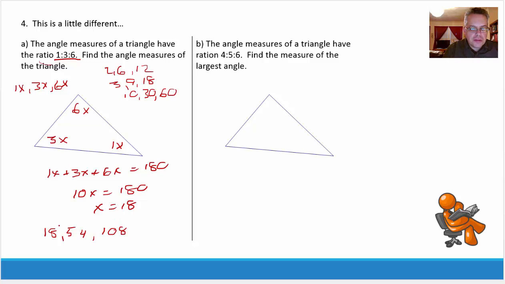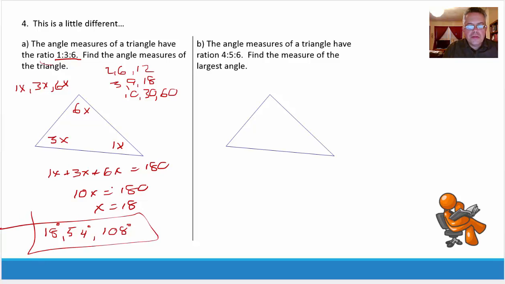And I should put degrees. These are the measures of all the angles. There it goes. It says find the angle measures of the triangle. There they are. All right, so it turned out that 18 was the number I should multiply 1, 3, 6 by. When we multiply all those by 18, we get 18, 54, and 108. Okay, now once you know the secret, just got to remember it.